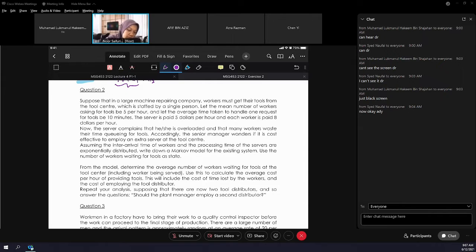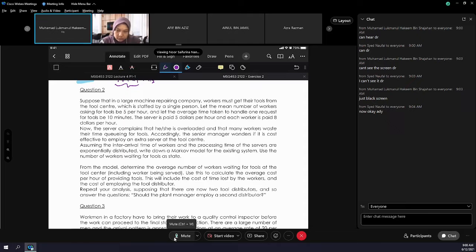First, what you have to do is determine the model for the existing system. Any volunteer for this question? For the existing system first. You want to determine the average cost per hour of providing tools. This will include the cost of time lost by the workers and the cost of employing the tool distributor. Is there any volunteer for the existing system? Okay, Lukman, go ahead.